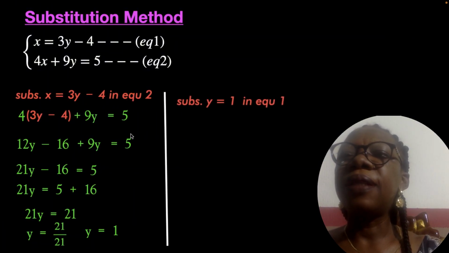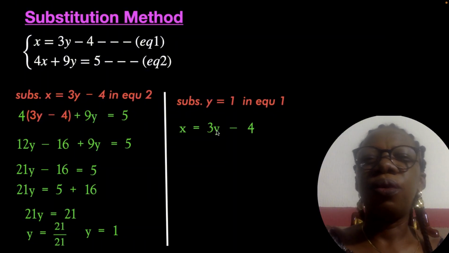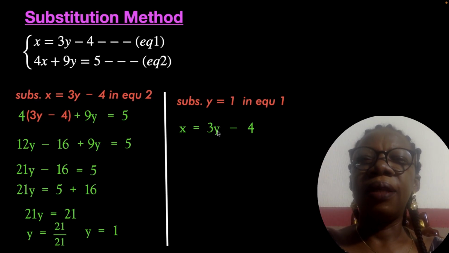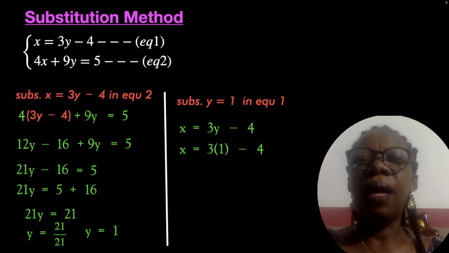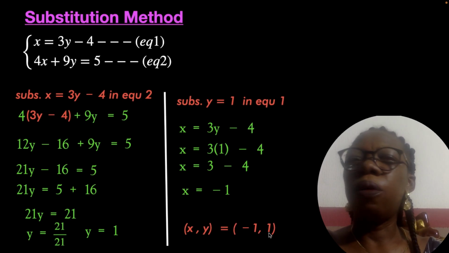Alright, then to get the value of x, remember that x is equal to 3y minus 4. Substitute the value of y equal to 1 in equation 1. x is equal to 3y minus 4, y is equal to 1. Therefore, x is equal to 3 times 1 minus 4. 3 times 1 is 3, so x is equal to 3 minus 4, and that gives us x is equal to minus 1. Right, so the value of x is minus 1, and y is equal to 1.